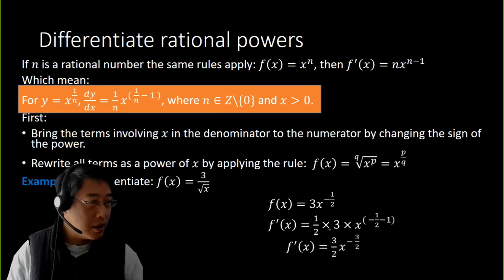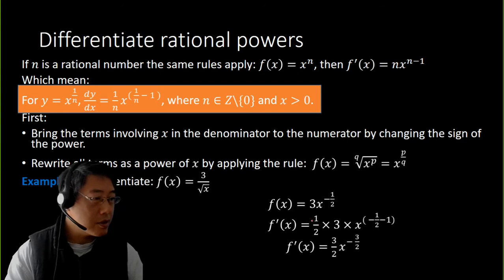Why is it gone? I think there's a mistake here. Yes, it's missing a negative here. Let me fix that. Can I fix that quickly?